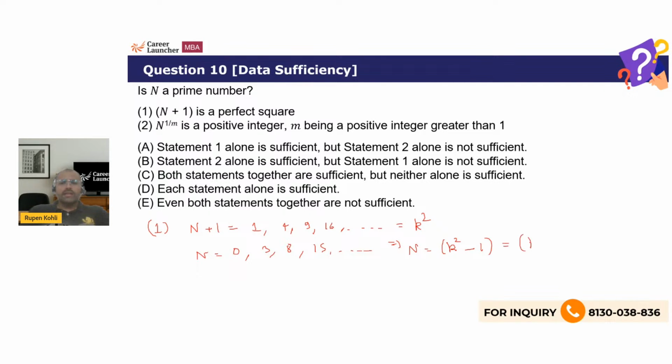K square minus 1 is k minus 1 into k plus 1. It means n is the product of two distinct integers. So how can it ever be prime? You can see all these numbers are of that form: 0 into 2, 1 into 3, 2 into 4, 3 into 5. No such number can ever be prime. Hence, this statement is sufficient to answer the question with an emphatic no. N can never be a prime number if n plus 1 is a perfect square. So, Prabhakar, this time, finally, your answer is not correct.